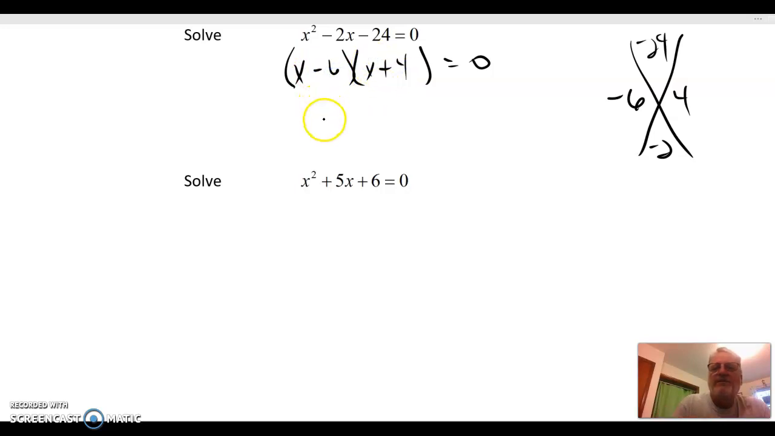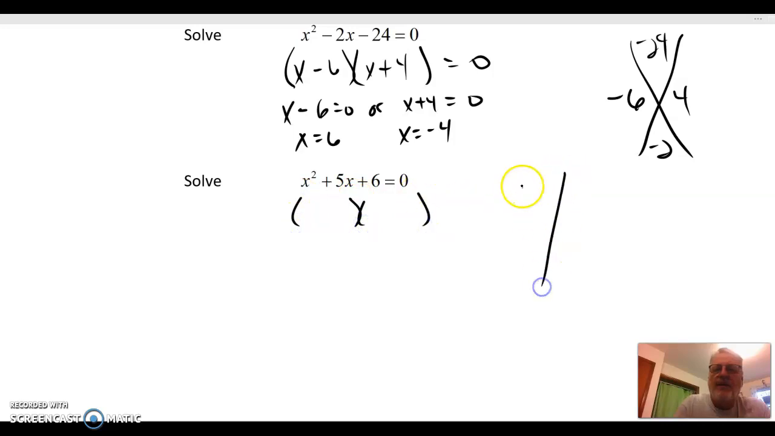Okay, if x minus 6 times x plus 4 equals 0, that means x minus 6 equals 0, or x plus 4 equals 0, which means x equals 6, or x equals negative 4. Okay, here's one, no GCF.